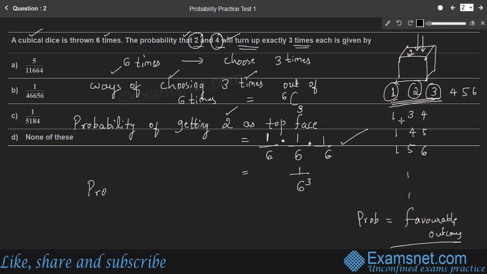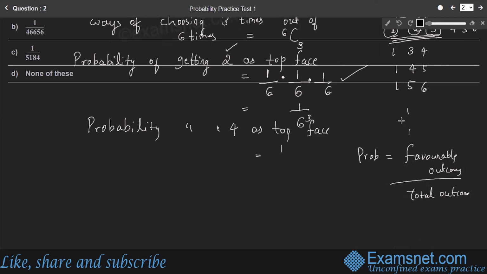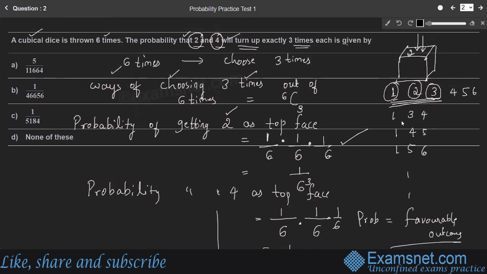Similarly, the probability of getting 4 as top face. Once the dice is thrown, if you get 4 as top face, the probability becomes 1 by 6, into, again if it is thrown and we get 4 as top face, 1 by 6, into 1 by 6. Again, 1 by 6 raised to 3 is the probability of getting 4 as top face. Now come back to the question: the probability that 2 and 4 will turn up exactly 3 times.